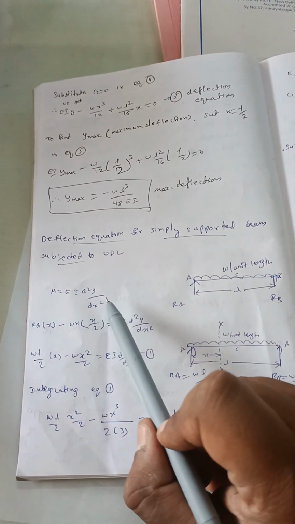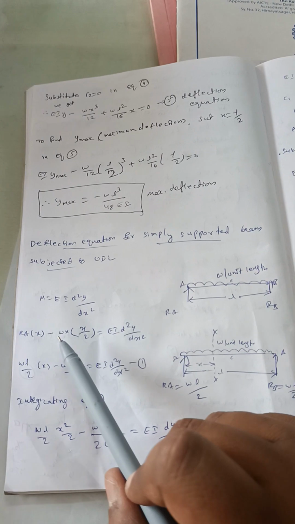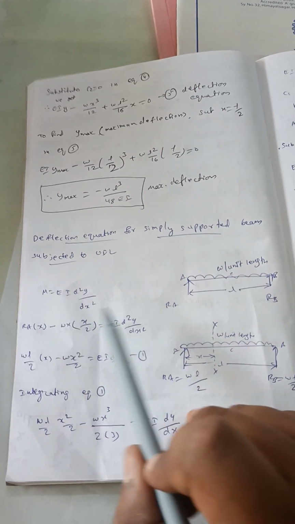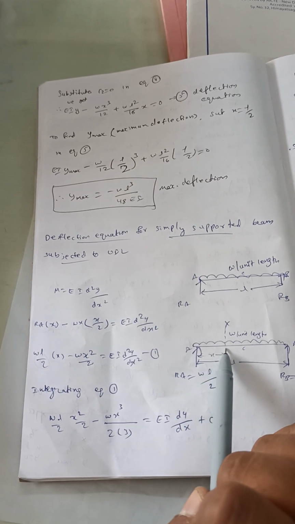See here, M equal to EI d square y by dx square. First of all, we have taken the differential equation. Then what we have done, we have taken the moment. We have taken a section, x, a distance of x from A. At this point, we need the moment.